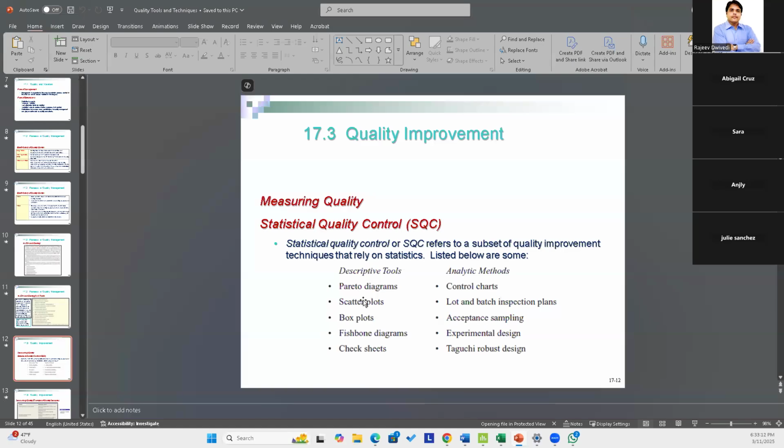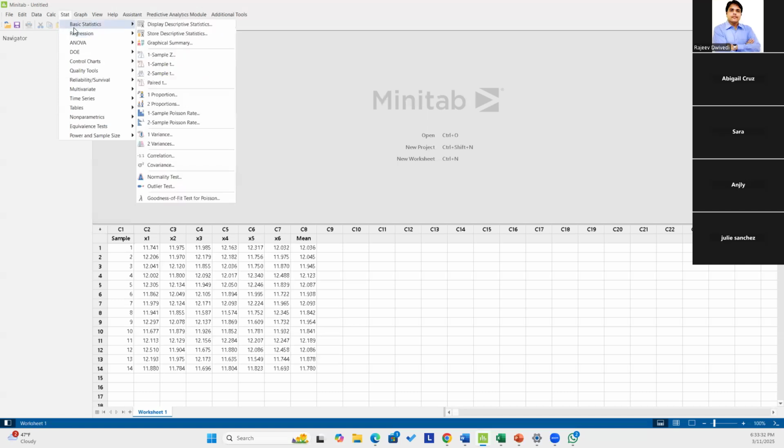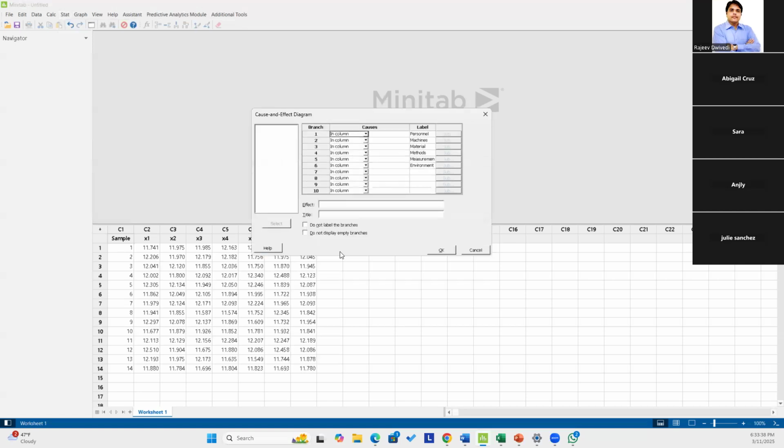The second thing is a scatter plot, where you can see how data is scattered. Box plot. Fishbone diagram, which is right here, and which is also called the cause and effect diagram. Let me search quality tool, cause and effect diagram, fishbone diagram. I think this is also the Ishikawa diagram. Yes. So it is known by three names: Fishbone, cause and effect, and Ishikawa diagram.